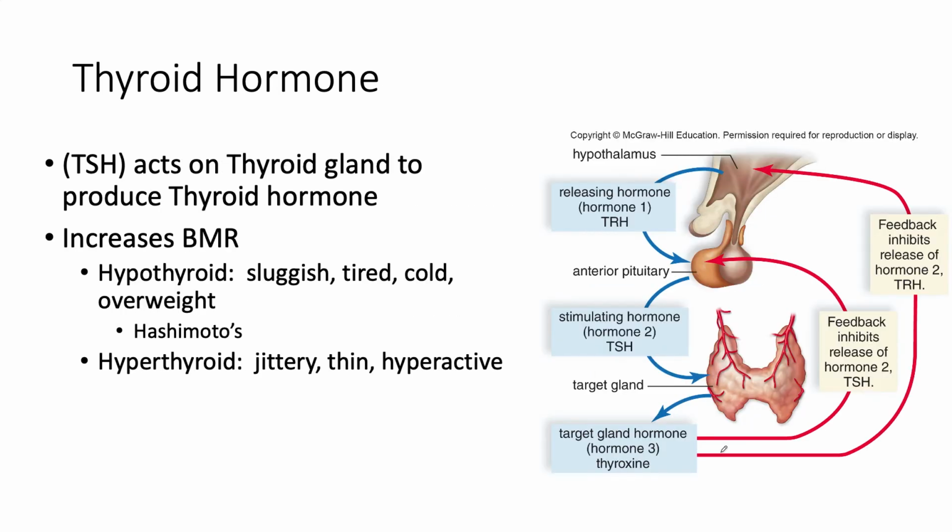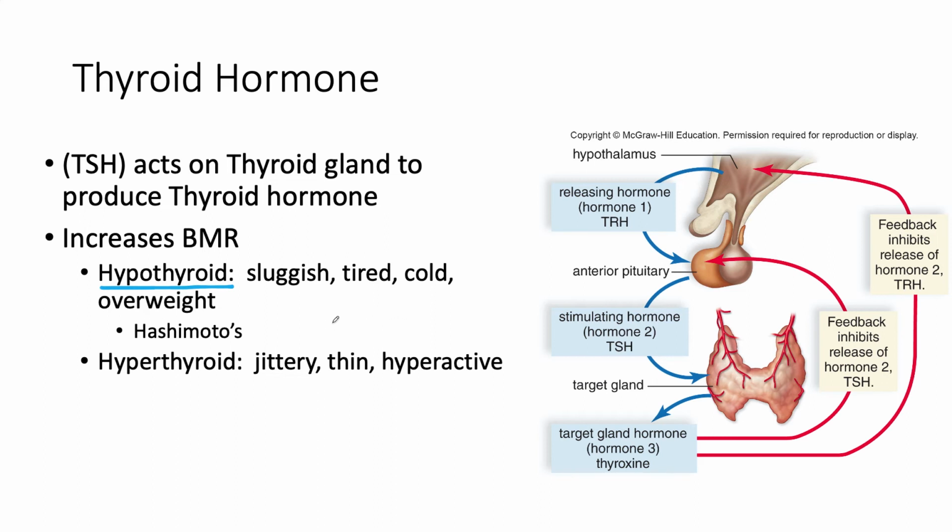Our second hormone is thyroid stimulating hormone. This acts on the thyroid gland to produce thyroid hormone. Thyroid hormone increases your basal metabolic rate, so basically your metabolism. If you don't have enough thyroid hormone, it's called hypothyroidism, and you tend to be sort of sluggish and cold and tired. You tend to become overweight. This is actually very common in middle-aged women.